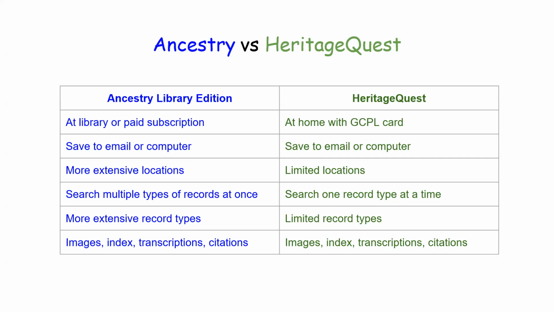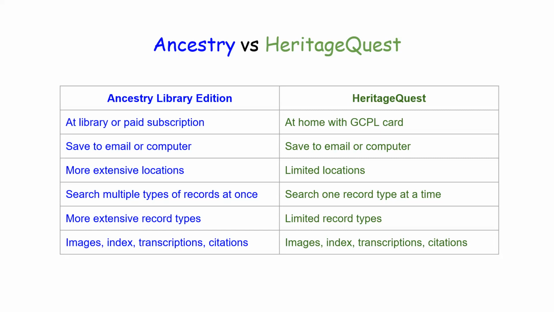You can search multiple types of records, birth, census, immigration, all at once. There are a lot more types of records you can search, and you can find images, index, transcriptions, and citations of records. With HeritageQuest, it's a little smaller, it's more condensed. Think of it as Ancestry Lite for at home.